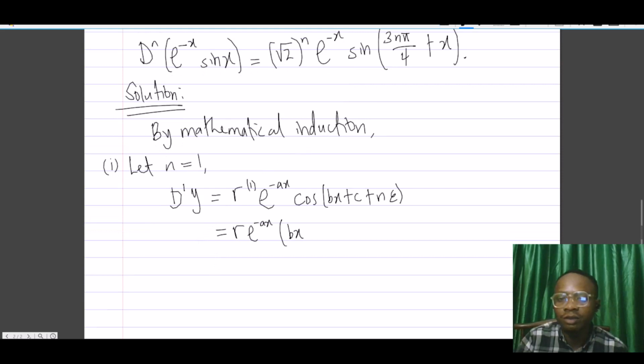I want to check if it is true for n equal to 1. We have just used the formula. We have not verified whether this is correct. We are just writing out what the formula provides first. So this is going to be cos of bx plus c plus n epsilon. So that is what we get from this. All right, so we can note that down. So this means that d1y is equal to this. So let's say that that is equation A, for instance.